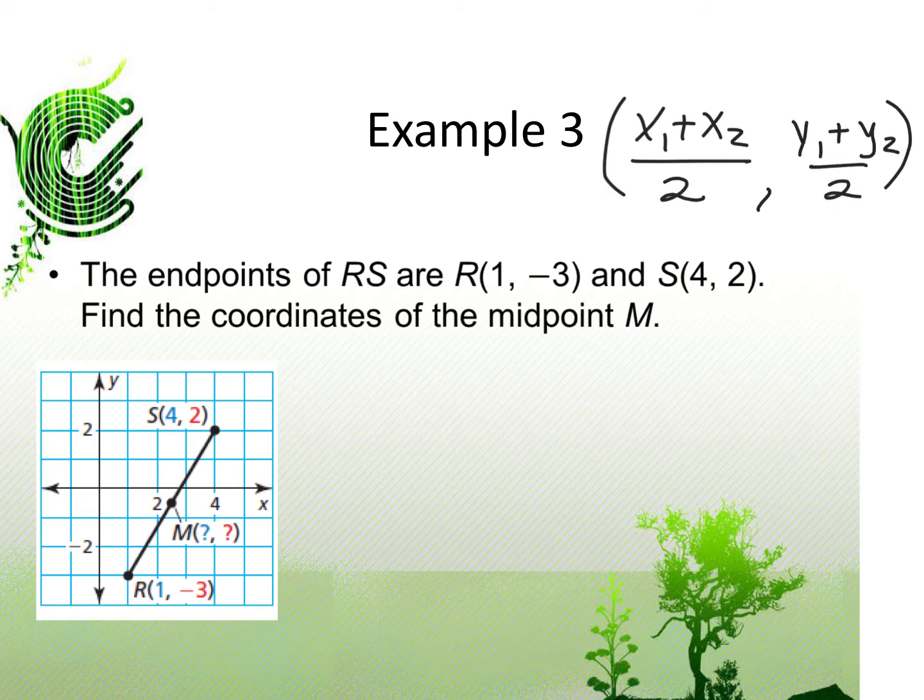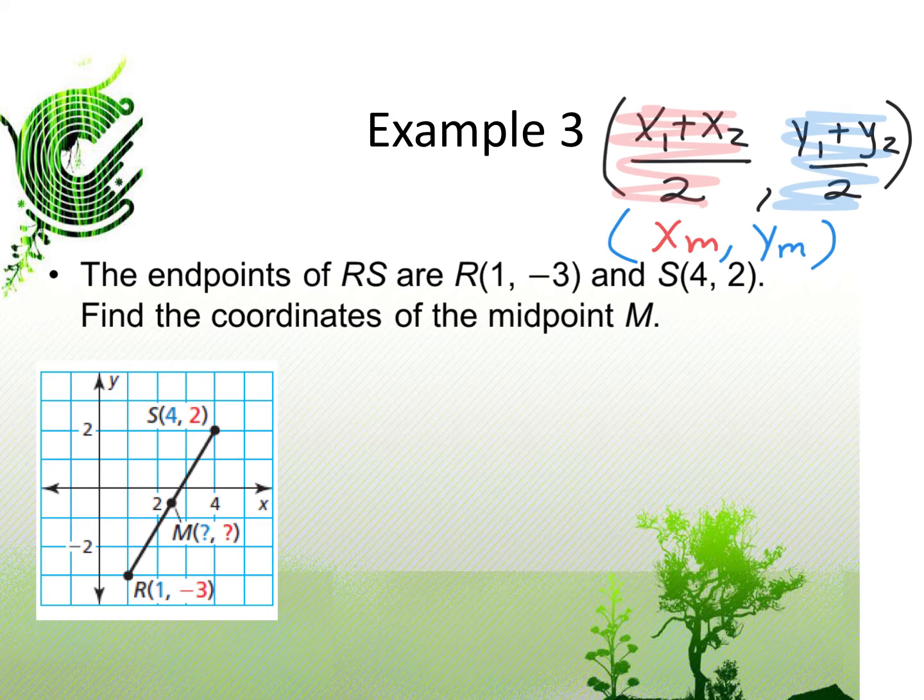After I do that, this one right here is going to give me the x of my midpoint. And once I add and divide by 2, this is going to give me the y of my midpoint ordered pair. And that's what that little m represents, that it's the midpoint.